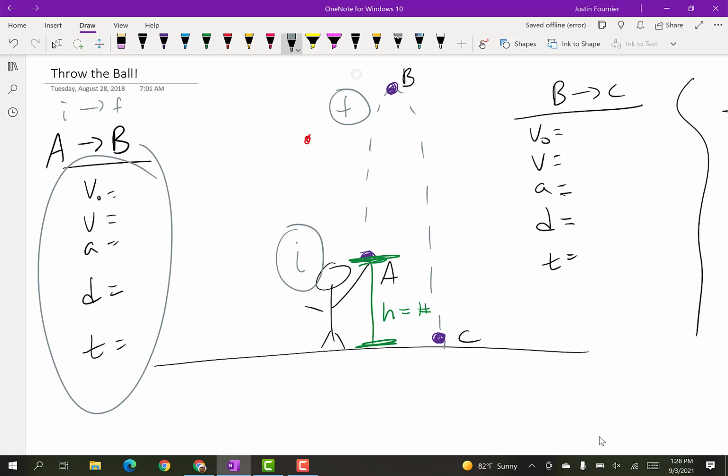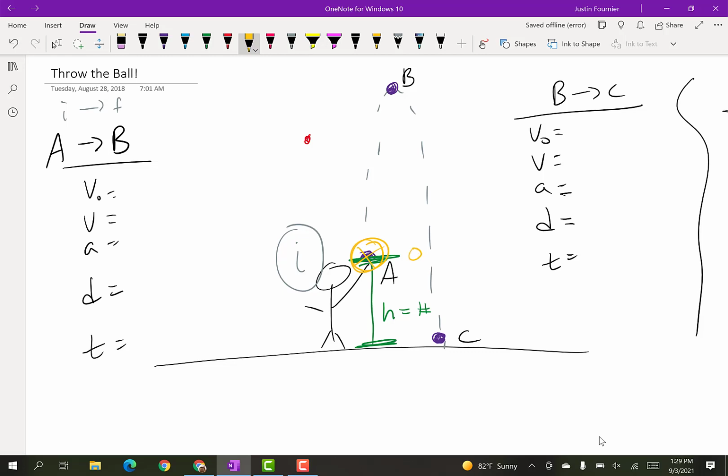So depending on where you choose your initial and final moments, that changes the VOVAT and what you have. It also matters as to where you measure from, right? So for this purpose, I'm going to measure from here. I'm going to say right here, that's my origin. That's where I'm making my measurements from. All right? So this is my origin, 0.